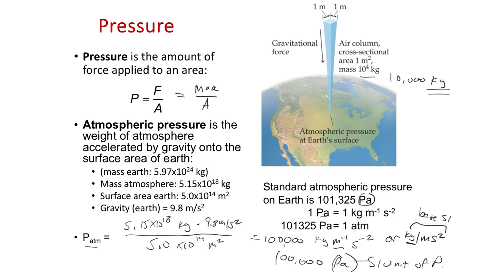So that's kind of interesting to think about. We don't really think about how much mass is above us. The weight of the atmosphere is actually quite extensive. But anyways, that's what atmospheric pressure is due to. It's due to the weight of the atmosphere, gravity, and the surface area of Earth. And so 101325 precisely is what's defined to be standard atmospheric pressure.